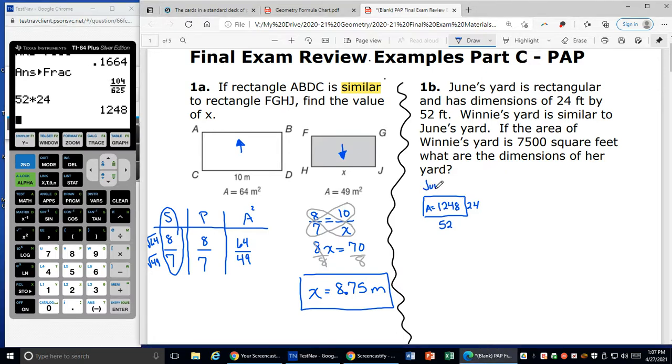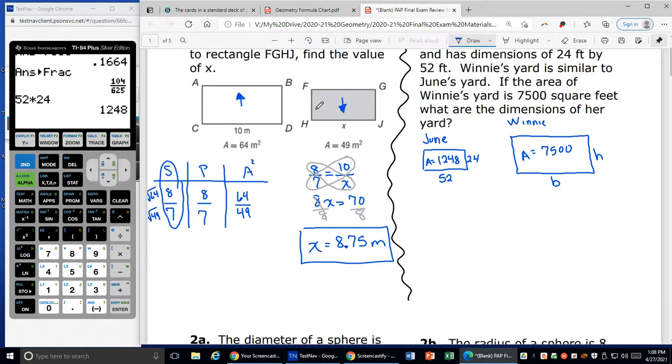This is June's yard. Winnie's yard is similar, but it has an area of 7,500 square feet, so it has a much bigger area. So Winnie's yard is similar but bigger. We have an area of 7,500. What are the dimensions? So I want to find the base length and the height length of Winnie's rectangular yard. Okay, so now you can see it looks much more similar to part 1 now that I've drawn a picture.